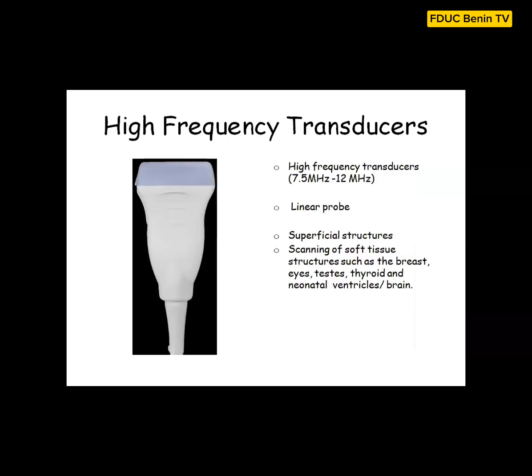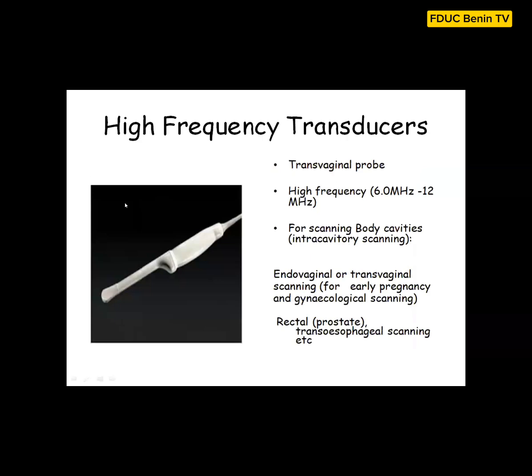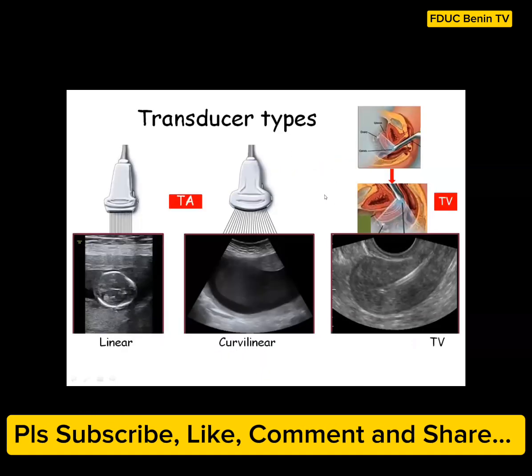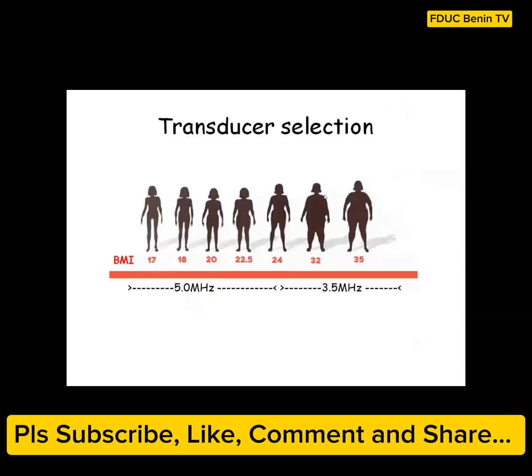This is the high frequency probe, most times for superficial structures. And this is the transvaginal probe for endocavitary scans, the high frequency probe. So these are all the different probe types that we will find ourselves using as we go into ultrasonography. Again, it's very important to select the probe, the transducer, the frequency. Yes, most of them are in a range.